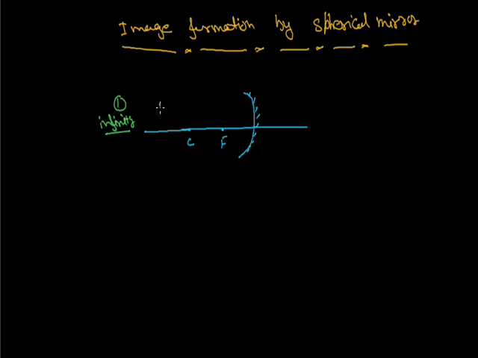The second position will be this one, behind C. This is denoted by the arrowhead represented by A and B; this represents the object. The third position is when the object is placed at C, that is, the center of curvature. Now the fourth position is between C and F. The fifth one is when the object is placed at focus, and the sixth one is when the object is placed between pole and focus.